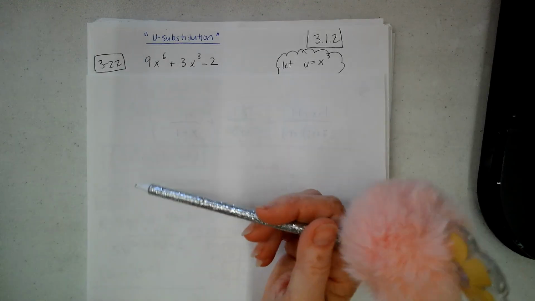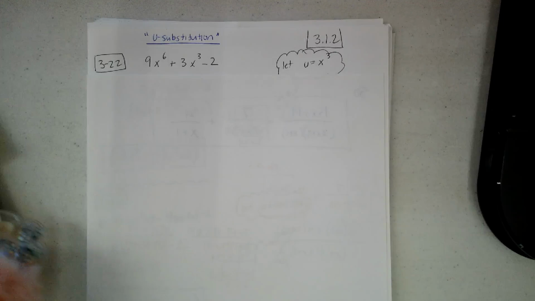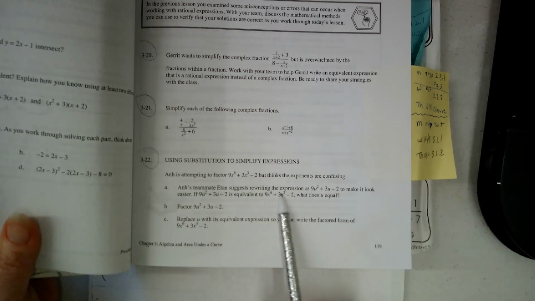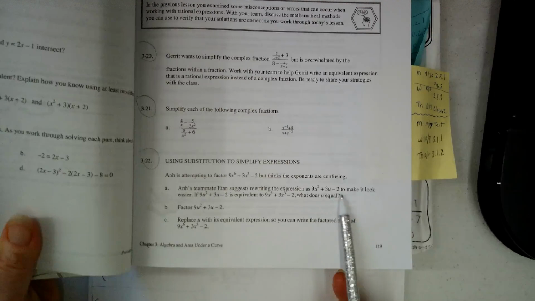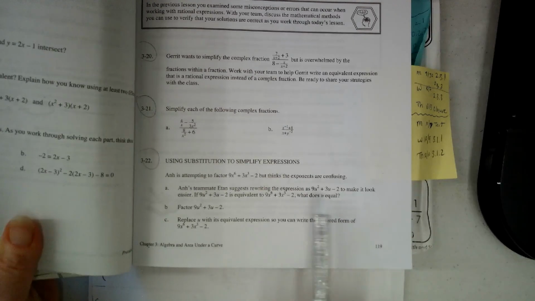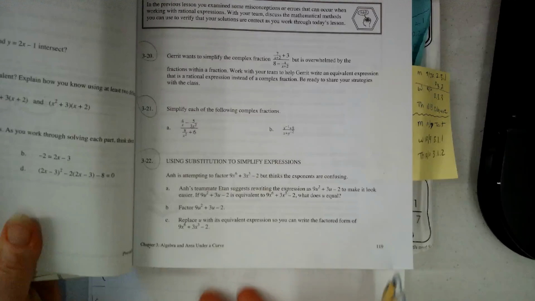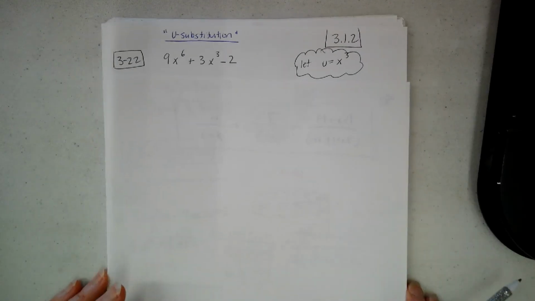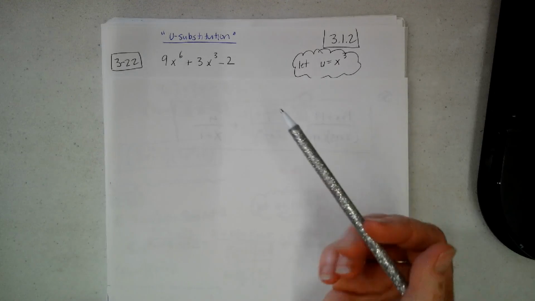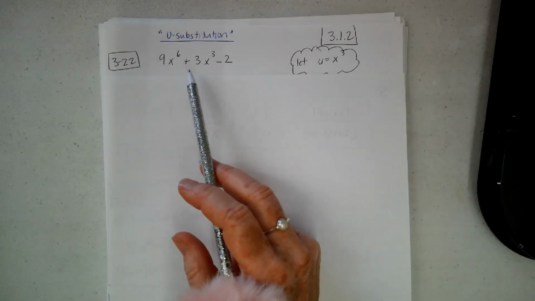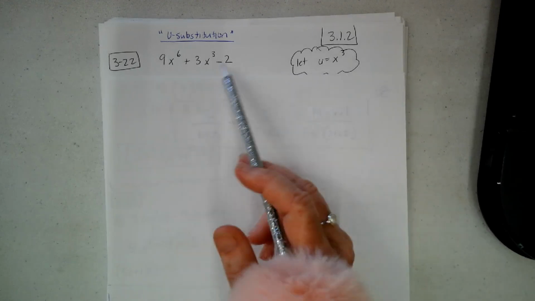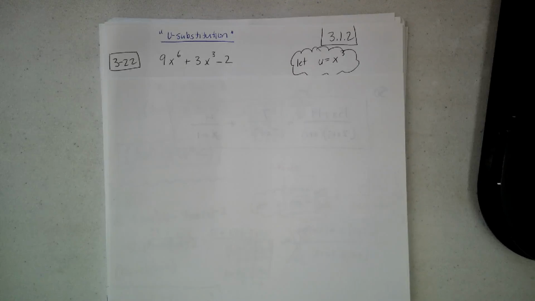So you can go ahead and try this. The question, you go through the book and it says the student suggests rewriting the expression to make it look easier. I think they're being asked to factor this. So if I wanted to factor this, I would prefer it to look like 9x squared plus 3x minus 2. So what do I have to do to make that happen?